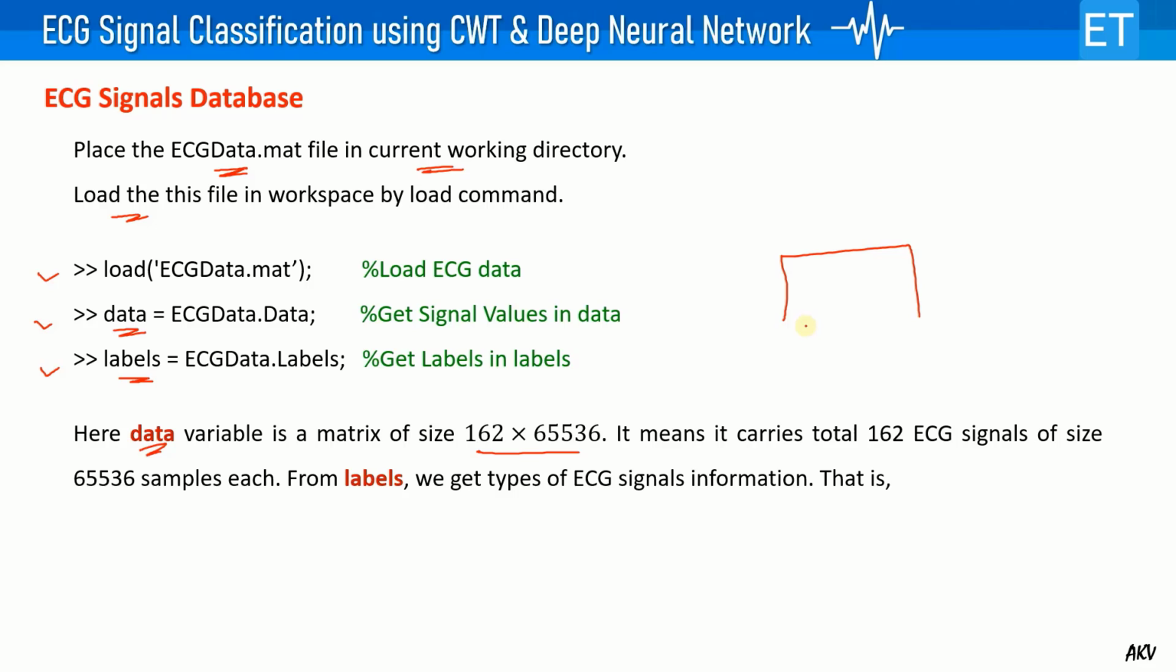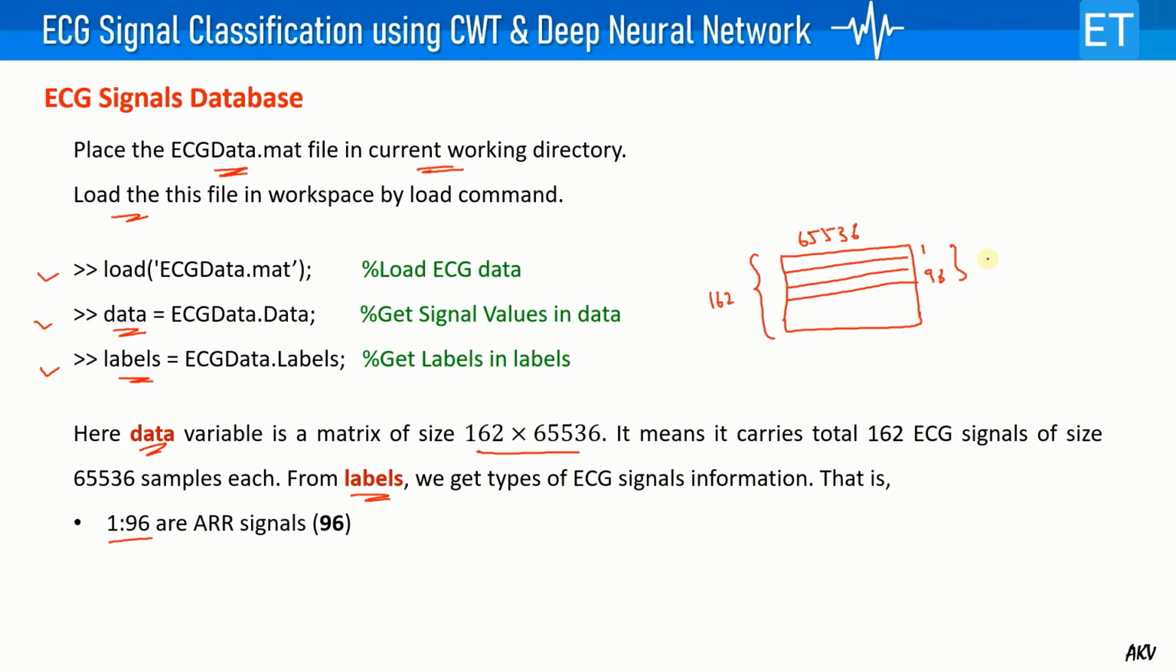Actually, it is a matrix which has a total of 162 rows and 65,536 columns. So in each row, one type of signal is stored. And these signals, the names of the signals, you can get from the labels. If you see the labels, you get that from row number 1 to 96, you get the signals of type ARR. I mean, a total of 96 signals.